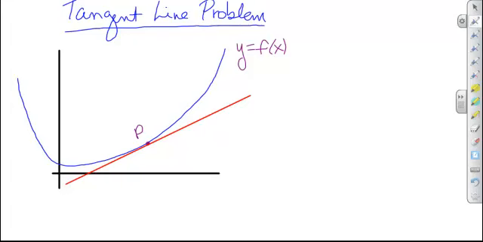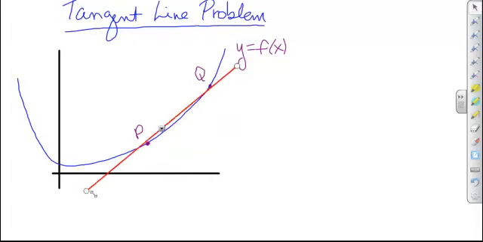So here's how we get around that in the tangent line problem. We pick some other point on the curve, Q. We'll just call it Q to have something to call it. And we draw the line that goes through point P and point Q.